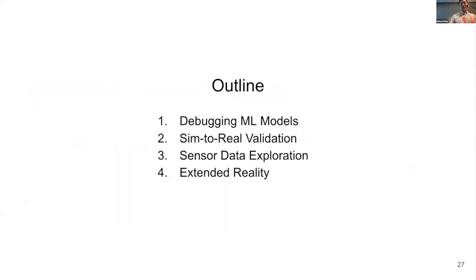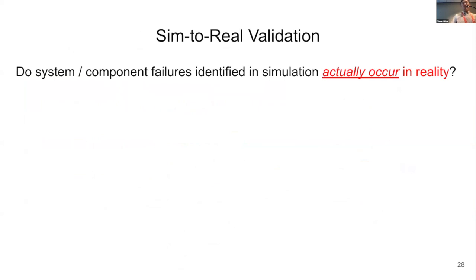I'll skip this part. And then the second part is sim to real validation, which Sanjit also covered, which is, well, we're using simulation right now and testing these systems using synthetic data. Well, how do we know whether these failures actually occur in reality or they're occurring because of some spurious artifact of the synthetic data that may not actually occur in real sensors, right?